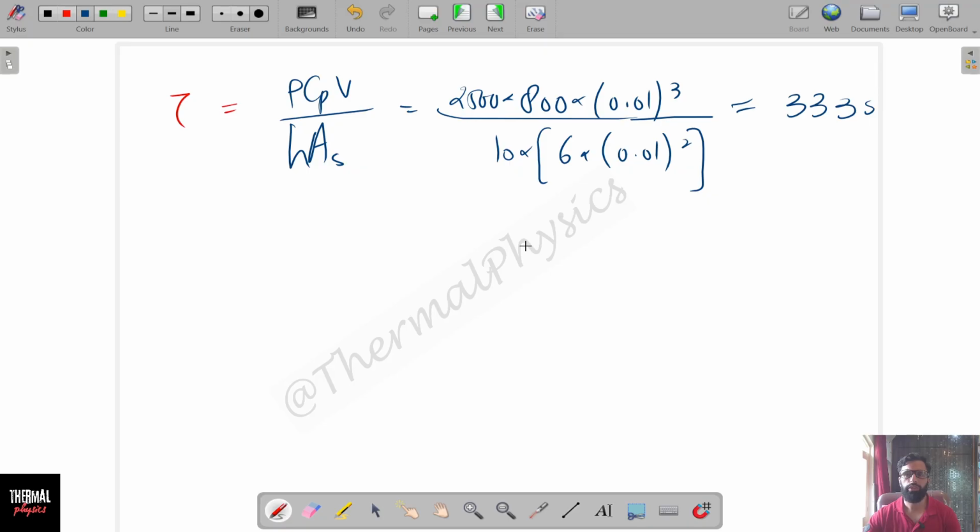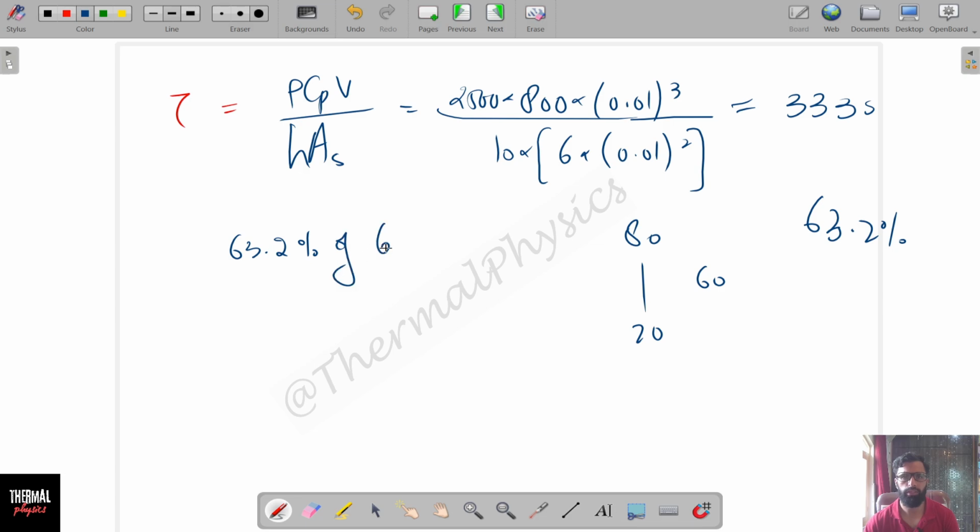So when we place our body at 80 degrees Celsius in air which is at 20 degrees Celsius, and we wait 333 seconds, the temperature would have dropped 63.2%. Our drop is from 80 to 20, so the drop is 60. What is 63.2% of 60? It will be approximately 37.92.